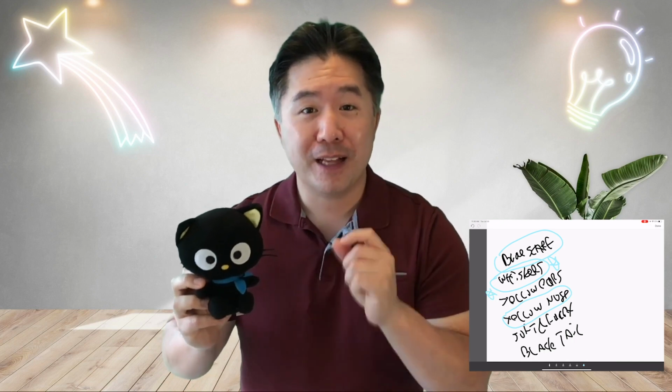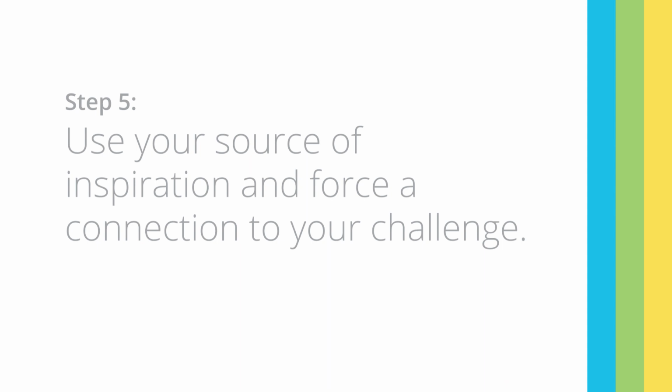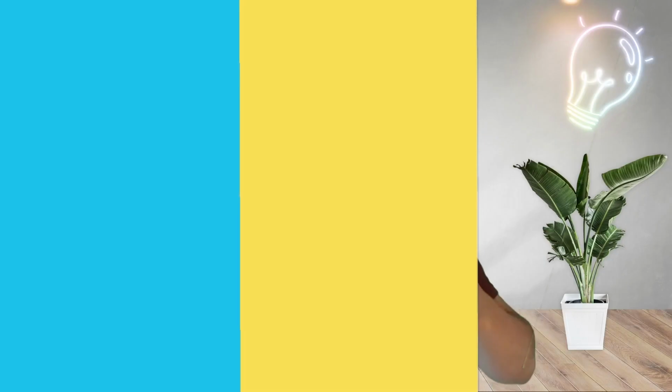Once you have that, that serves as your stimulus. And then you're trying to force a connection with that stimulus with the problem that you're actually trying to solve for. So let's just say we were imagining how might we create better training. So then my challenge would be to use my source of inspiration, which are his whiskers, and force a connection to how might we create better training.